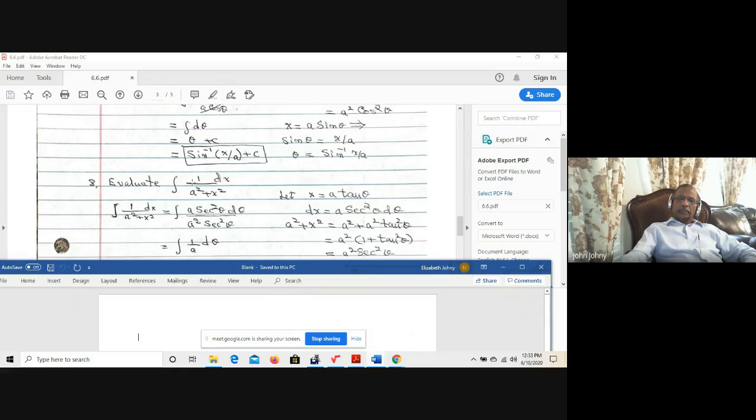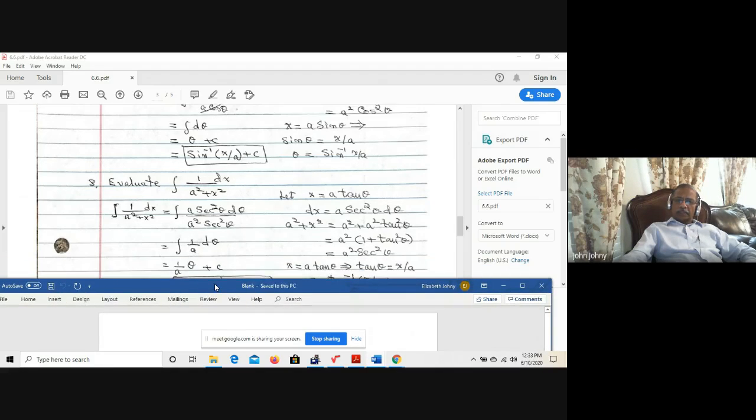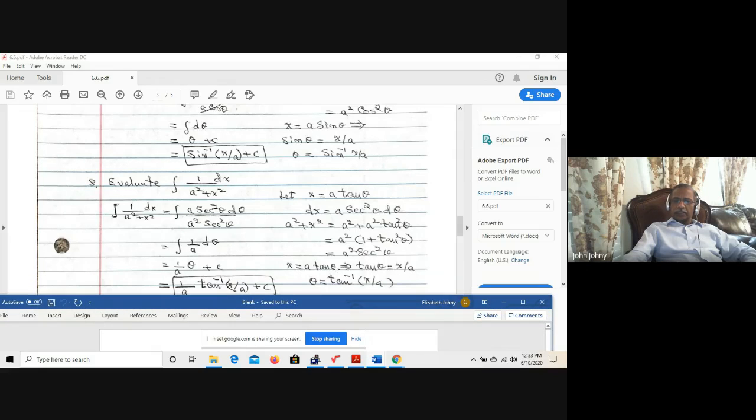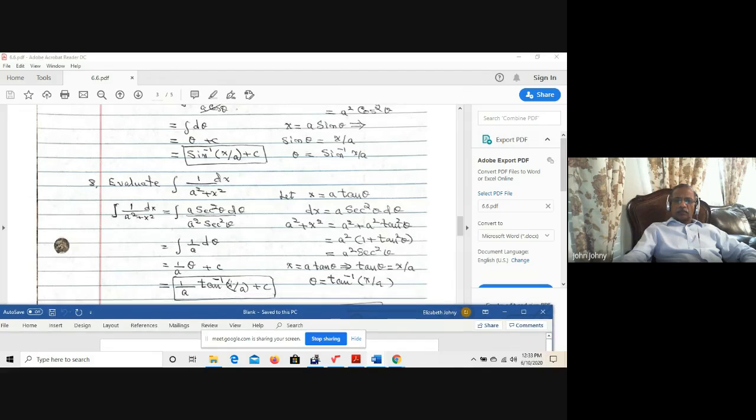Therefore, this integral of 1 over a square plus x square dx is equal to a secant square theta divided by a square secant square theta. Secant square theta cancels, one a cancels, you get 1 over a times theta. And now what is theta? x is a tan theta, so tan theta is x over a. So theta is tan inverse x over a. So the answer is 1 over a tan inverse x over a.